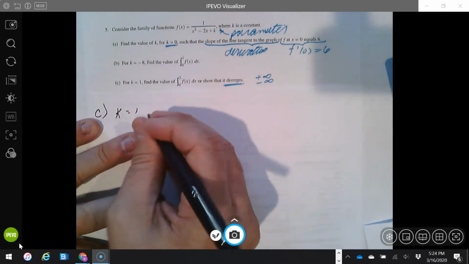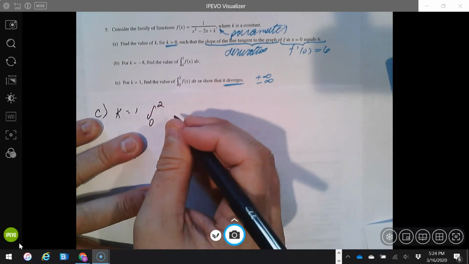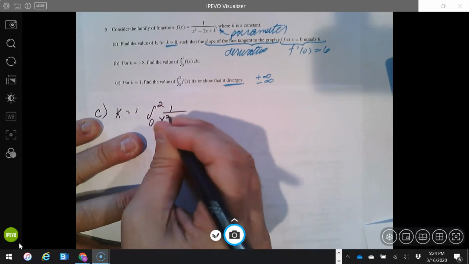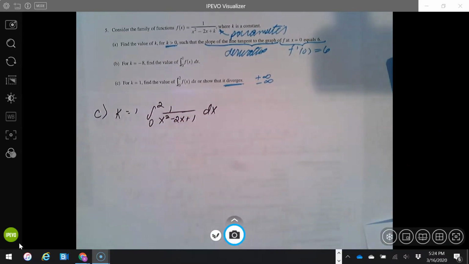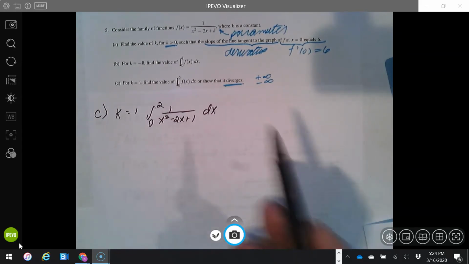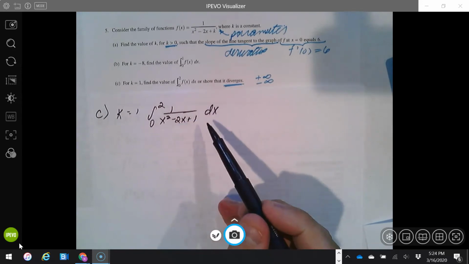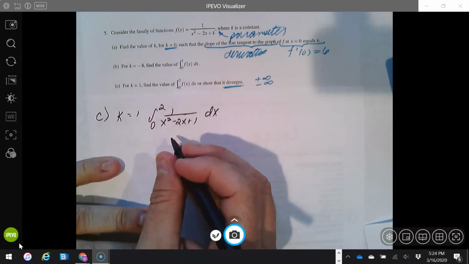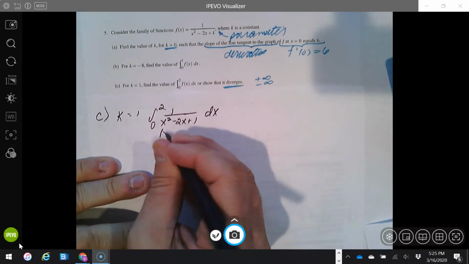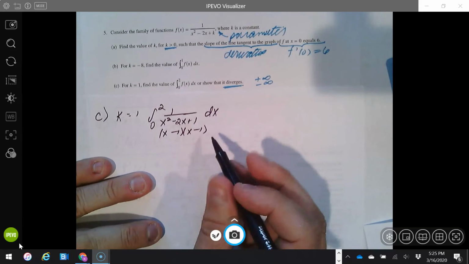K is equal to 1. We're doing an integral from 0 to 2 of 1 over x squared minus 2x plus 1, integrating with respect to x. Now, at first you might say, that doesn't look like a problem. It looks like another partial fraction decomposition. Maybe. Try factoring x squared minus 2x plus 1, and you're going to get x minus 1 times x minus 1.